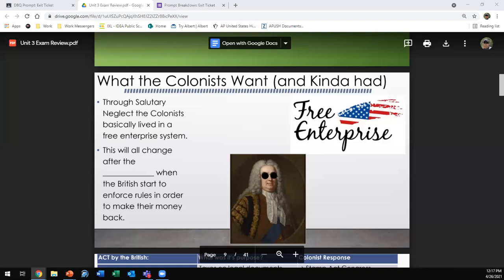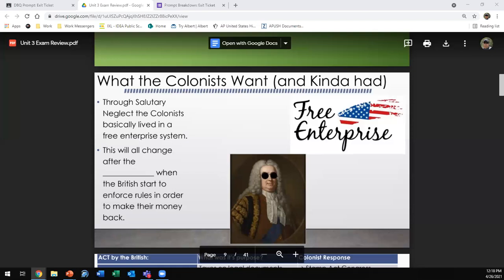So they start not being free enterprise, right? They start being hands-on. They start getting involved in the economy. They start dictating what the colonies can and can't do. This is known as the end of a period called salutary neglect. Salutary neglect is when colonists were able to do whatever they wanted, that free enterprise period. That's the British not enforcing rules they already had.